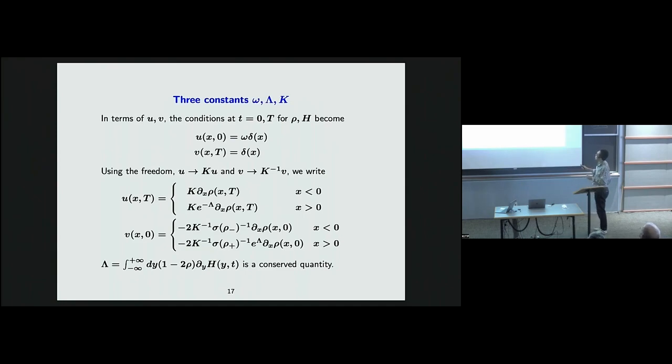Omega should be determined in terms of u, v, rho plus, rho minus, and lambda. But anyway, they are proportional to delta, which is much simpler than the original problem.